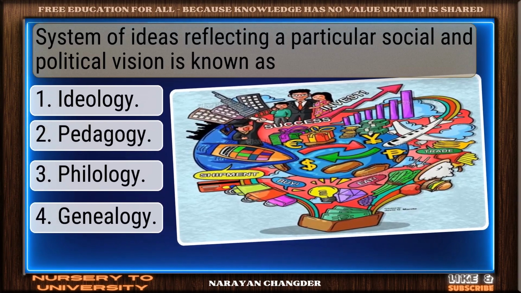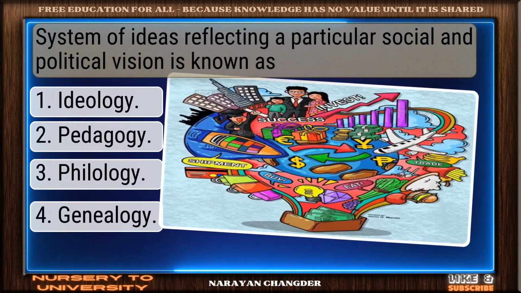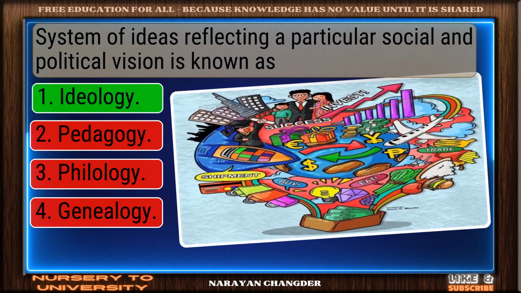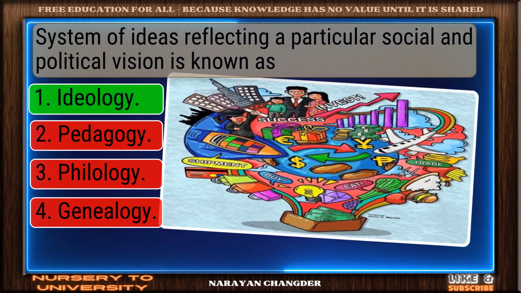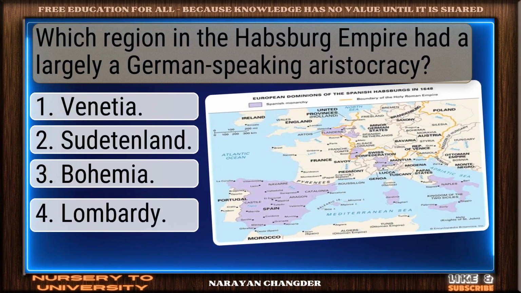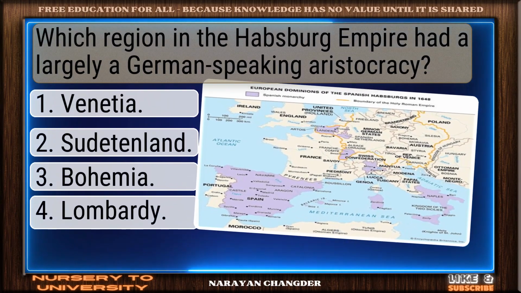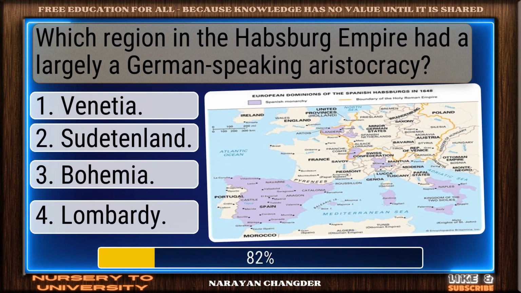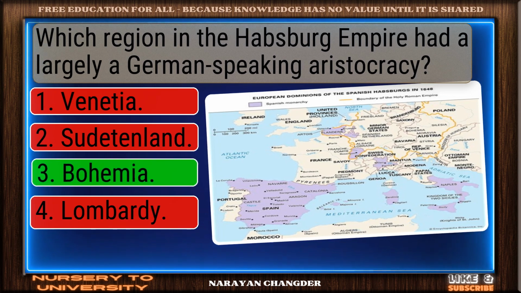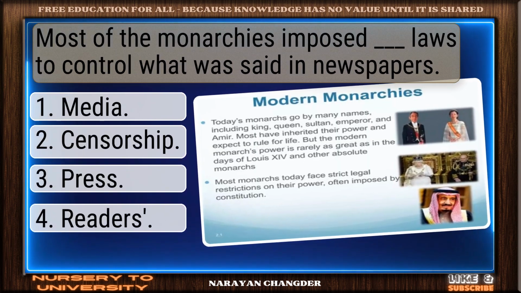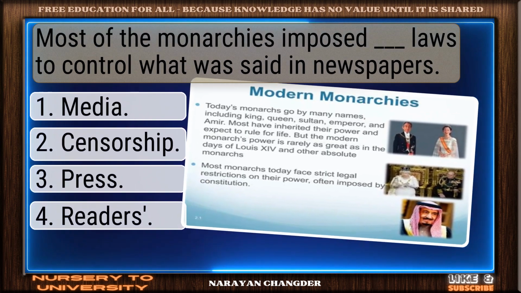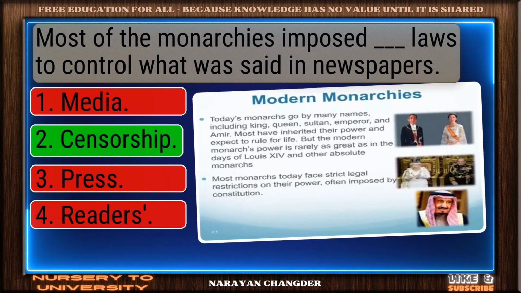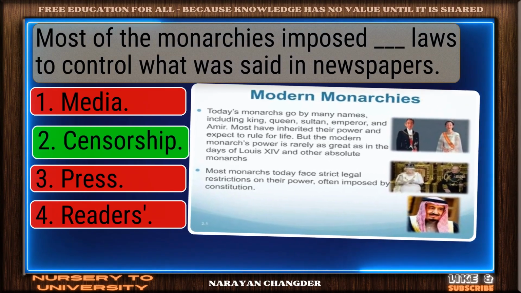System of ideas reflecting a particular social and political vision is known as. Nicely done. Ideology is solid. Which region in the Habsburg Empire had largely a German-speaking aristocracy? Clear logic. Bohemia is sound. Most of the monarchies imposed dash laws to control what was said in newspapers. Well reasoned. Censorship is correct.